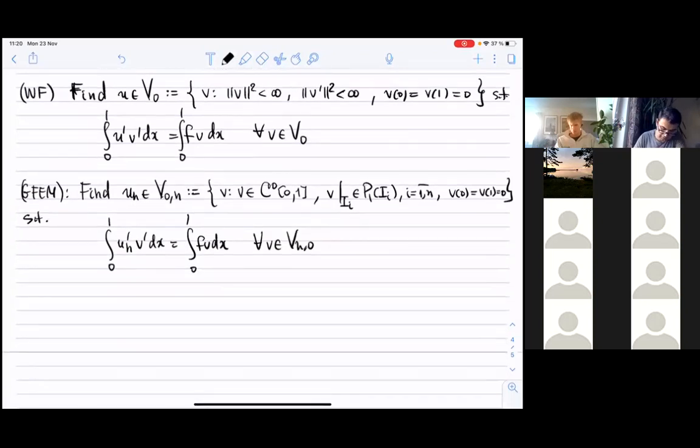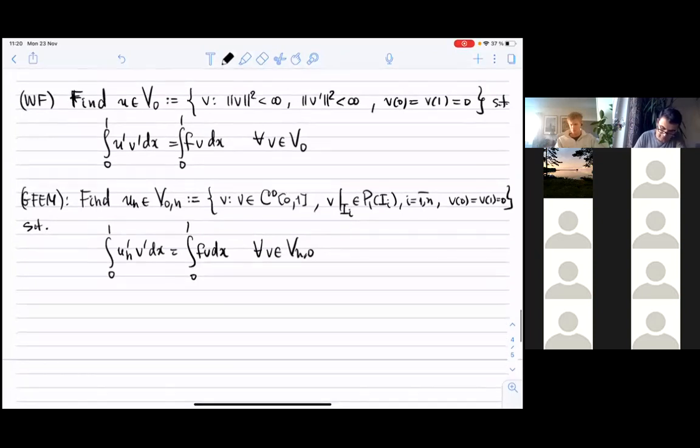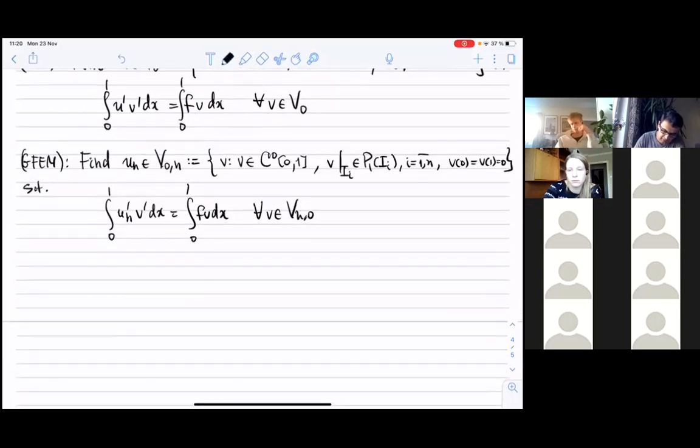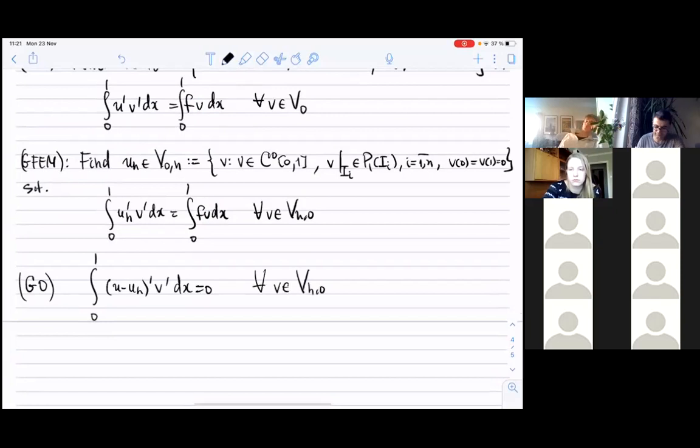The next step, usually, is that we subtract the Galerkin finite element approximation from the weak formulation in this smaller subspace. The right-hand sides are equal, so they cancel out, and on the left-hand side we have the relation of the error with the test function. We call it Galerkin orthogonality: the integral from 0 to 1 of (u minus u_h) prime v prime dx is 0 for all v from V0h.